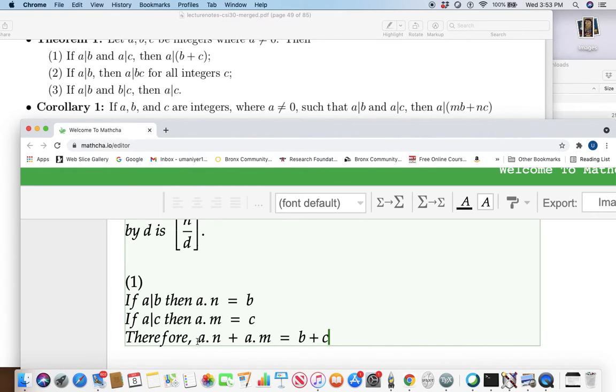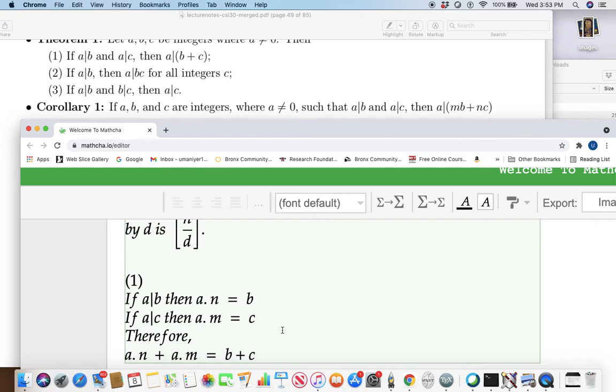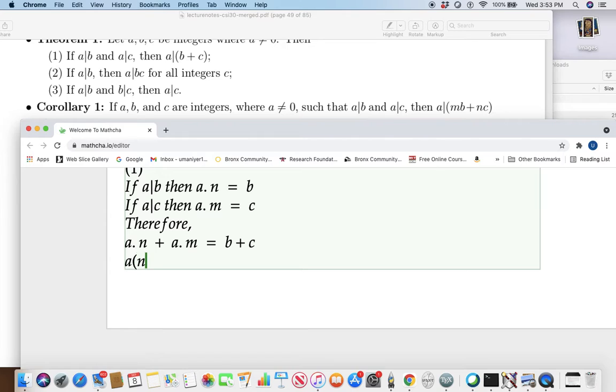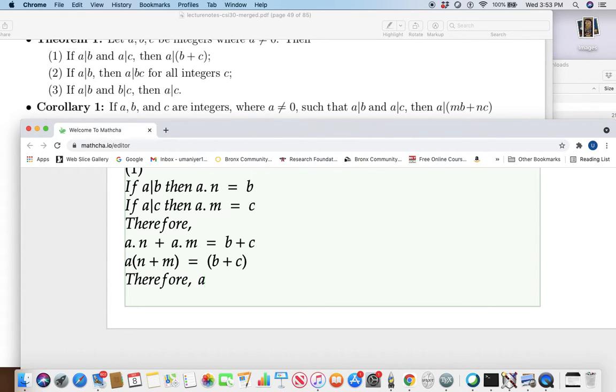What does that even mean? That means A times N plus M equals B plus C. You see, all I did was take out A common. In other words, A times some number is B plus C. Therefore, A divides B plus C. You see, A is a factor of B plus C. That's all they are saying. If A divides B, A divides C, then A has to divide B plus C.